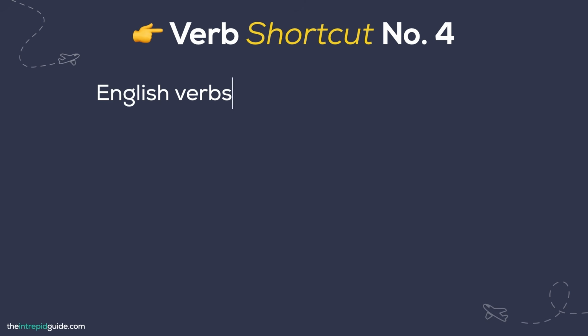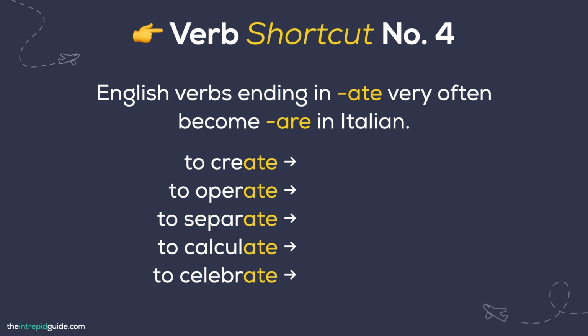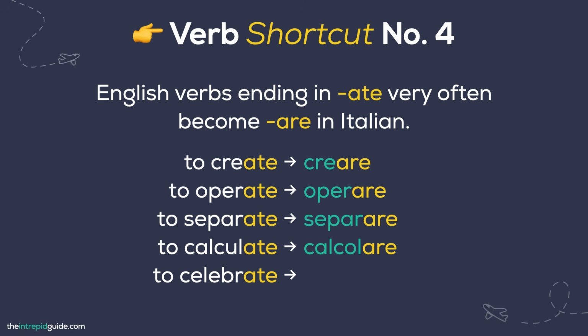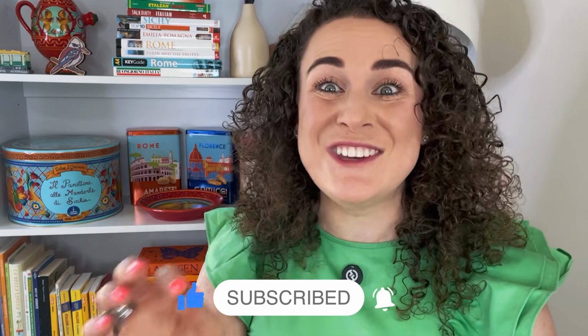Now this is one of the biggest verb multipliers. English verbs ending in "ate" quite often become "are" in Italian. For example, to create becomes creare, to operate becomes operare, to separate becomes separare, to calculate becomes calcolare, to celebrate becomes celebrare. Now, just pause here for a second. Did you notice something? You didn't learn these verbs, you recognized them. That's a huge difference.